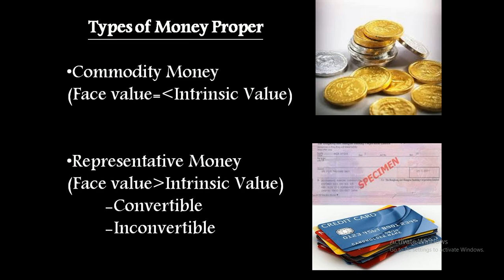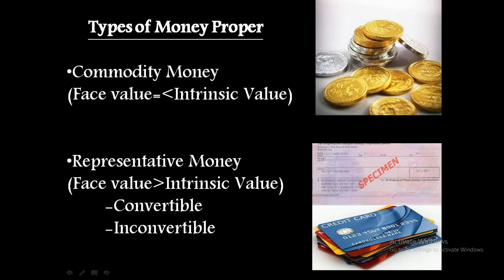It is again of two kinds, convertible and inconvertible. Representative money is convertible if the issuing authority is under the obligation to convert it into commodity money. It is inconvertible if the issuing authority is under no obligation to convert it into commodity money.